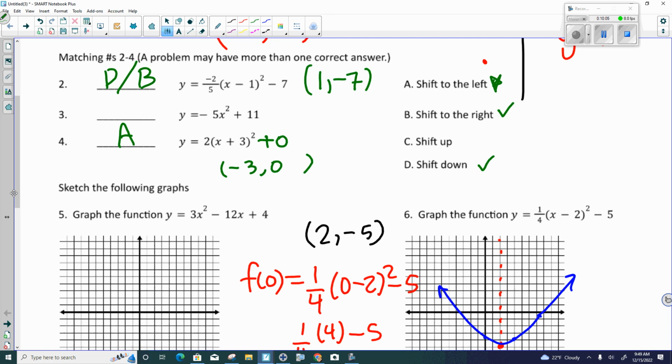Okay, number 3 is in standard form, and it doesn't have a b value. How do I find the vertex from standard form? This was like Monday, Tuesday. This was totally the lessons we did this week. Ian, how do I find the vertex from standard form? Like the maximum, the minimum. How did we start doing that? Not sure? Sarah?